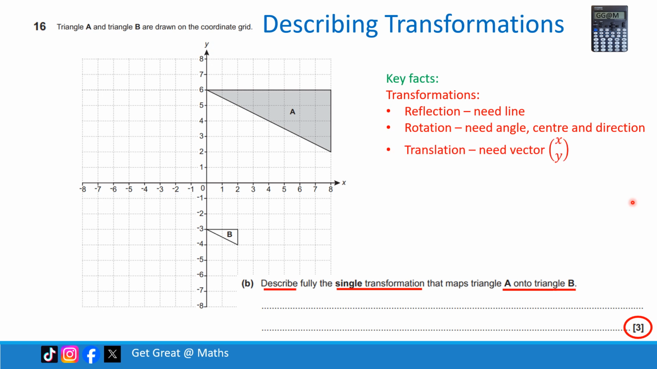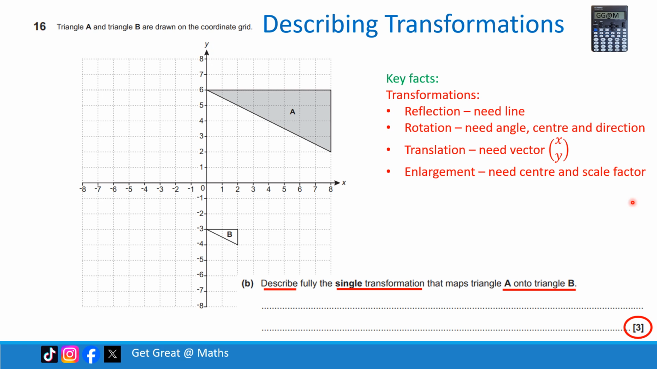We also have a translation. Now, if it's a translation, the vector needs to be given in terms of x and y, how far that shape moves in the horizontal and vertical axis. And the last one is an enlargement, and we need to know the centre and the scale factor for enlargement.